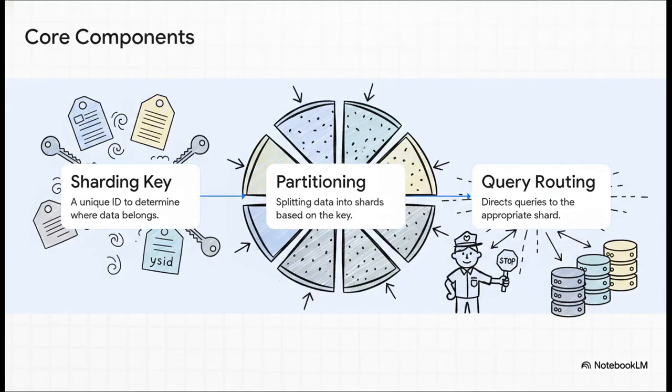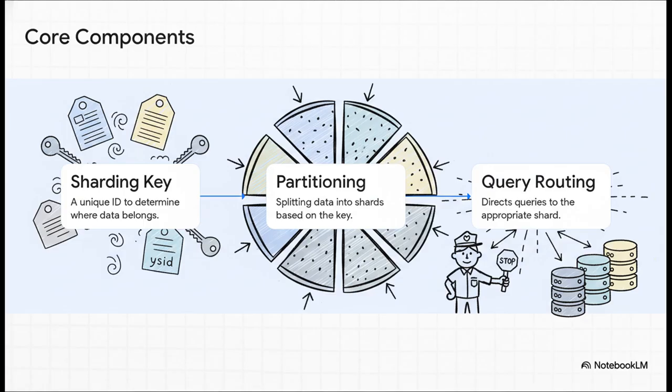So there are three core components that have to work in perfect sync here. First up, every single piece of data gets a sharding key. Just think of it like a unique address, like a user ID. Then that key is used for partitioning, which is basically the set of rules that decides which shard that piece of data belongs to. And finally, you have a query router, which acts like a master traffic cop. It sees the key on an incoming request and just instantly directs it to the correct server.